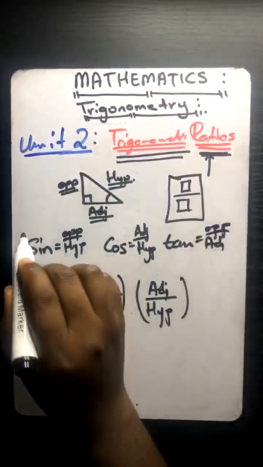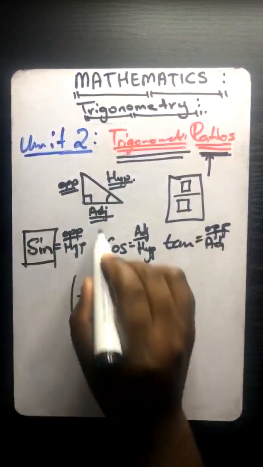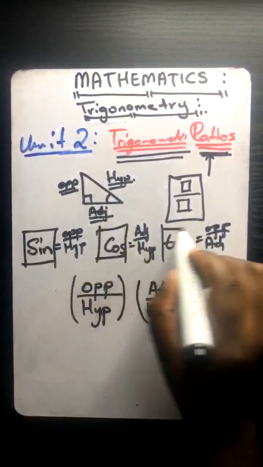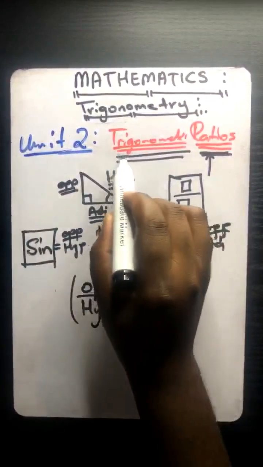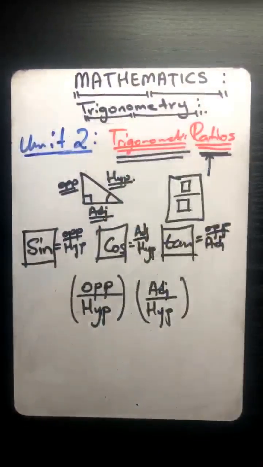So that means these words, sine, cos, tan, are called trigonometric ratios. So if someday I ask, how many trigonometric ratios do we have and what are those? You're going to say we have 3 trigonometric ratios and we have sine, cos, and tan. Those are the 3 trigonometric ratios.